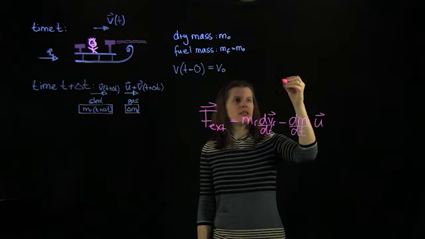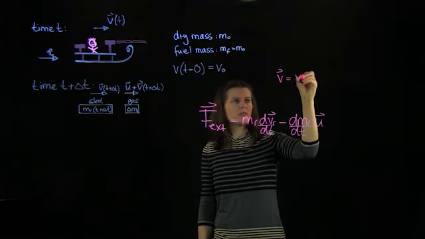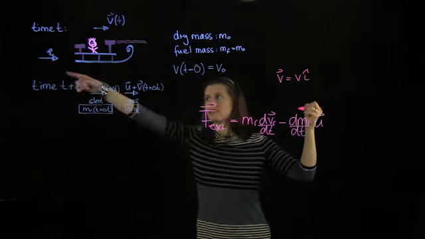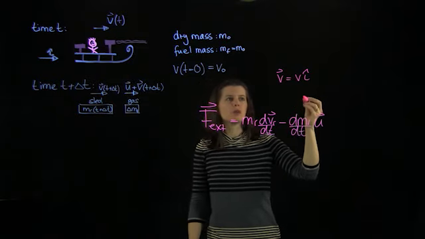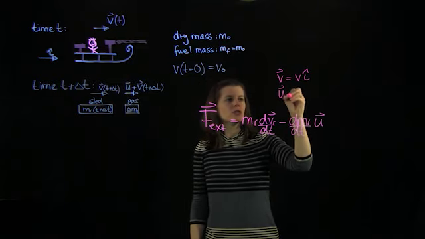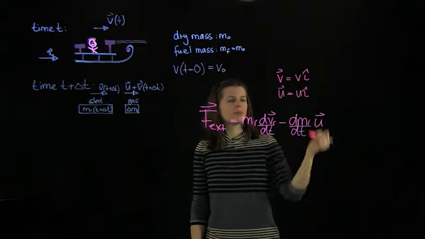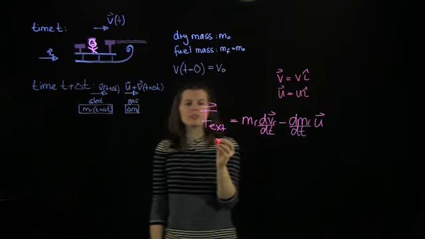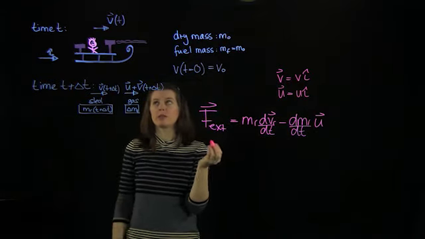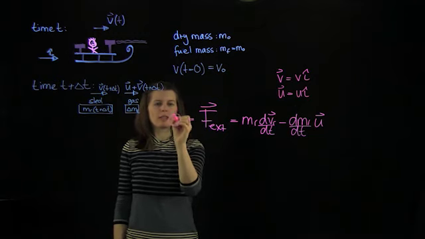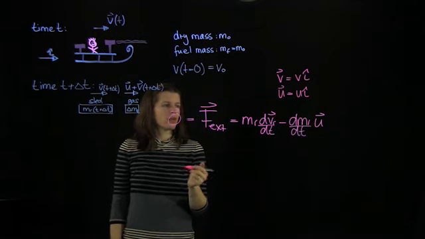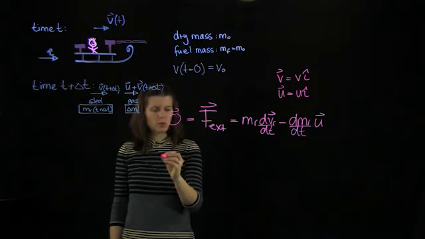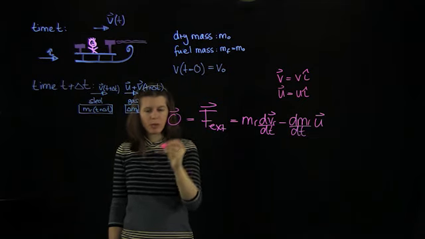And we know that v equals v i hat. i hat is going in the direction of motion, and u equals u i hat. We also know that there are no external forces applied to the sled, so that's actually 0. We can then turn this equation. We can apply all of this.